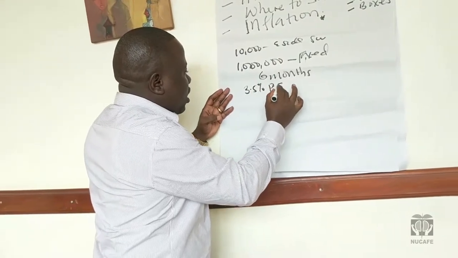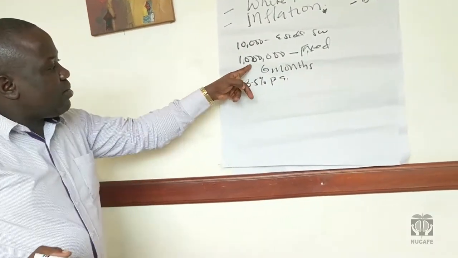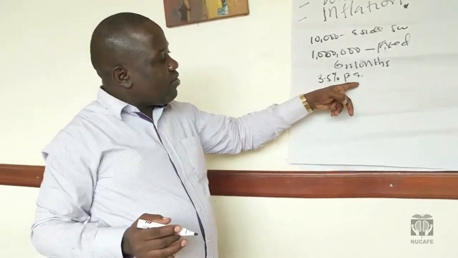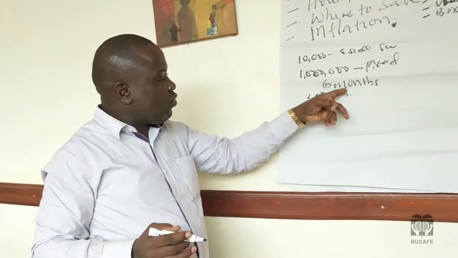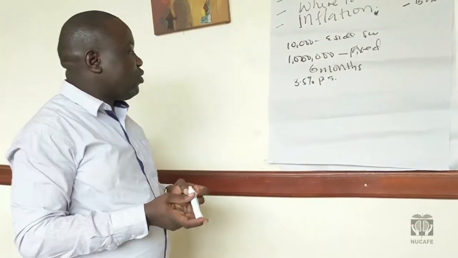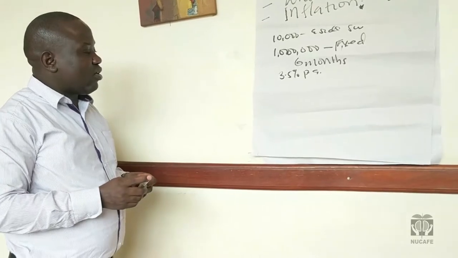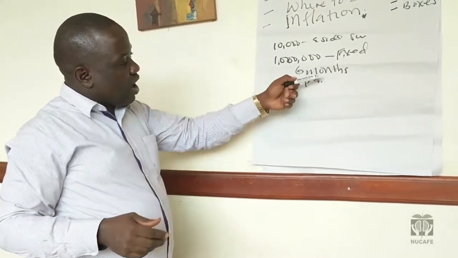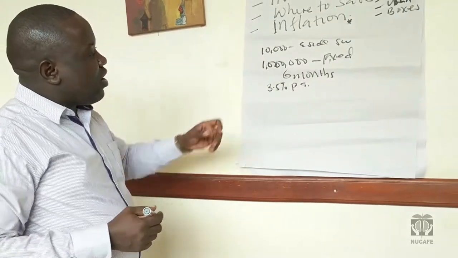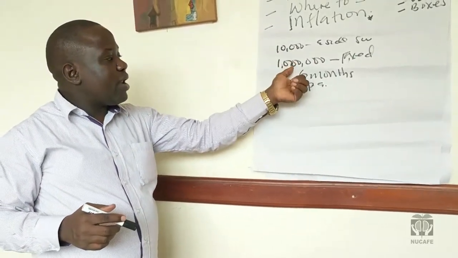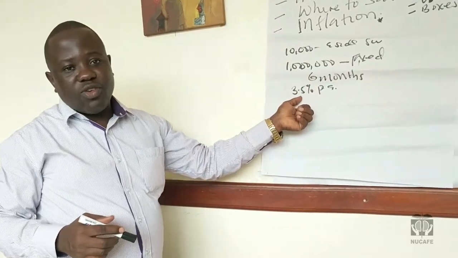3.5% per annum. Which means when you fix your 1 million, you'll earn 3.5% every year. So for half of this, that will be about 1.75% for the period of 6 months. Now when the period elapses, you go to the bank, and you can access your money plus the interest which you have with the bank.